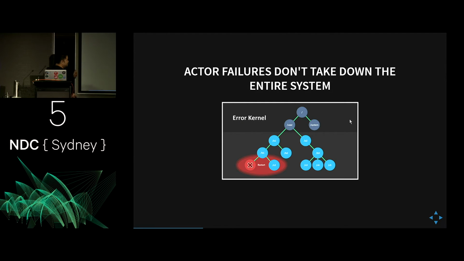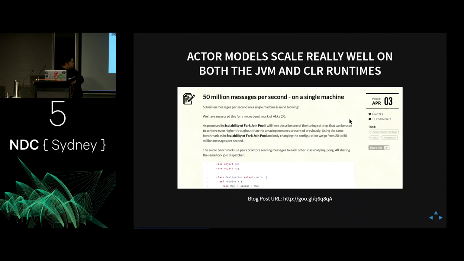The other thing, as I mentioned before, is the actors don't necessarily take down the entire system. Since we have child actors, there's a few things that you can do with Akka.NET that allow you to either restart failed actors, kill them off, or continue with the error and just keep going. The other thing to note with Akka.NET, as well as the Akka JVM, is that it's fast. It handles roughly around 50 million messages on a single machine.